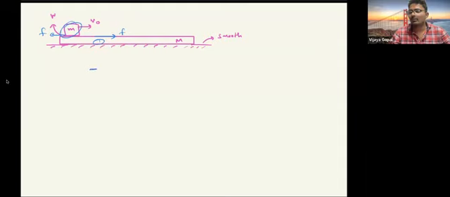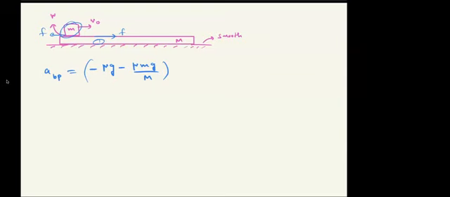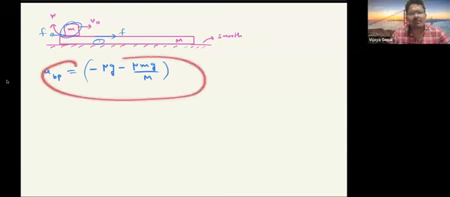Minus. Already initially mu G is there. Now minus mu mg by capital M. Is it clear? This is the relative acceleration of block with respect to plank. Understood? Understood, right? Yes. Now tell me, is this a constant or variable? Constant.